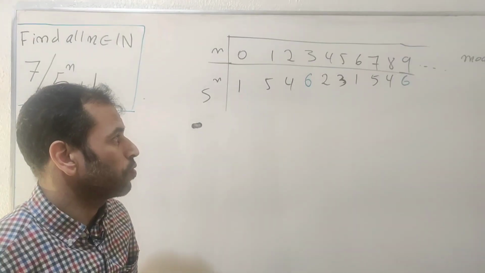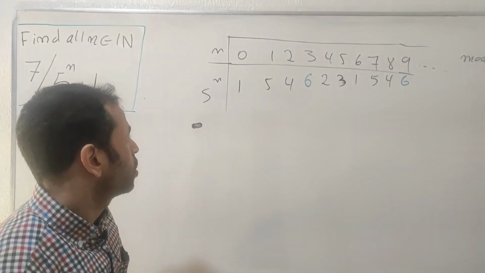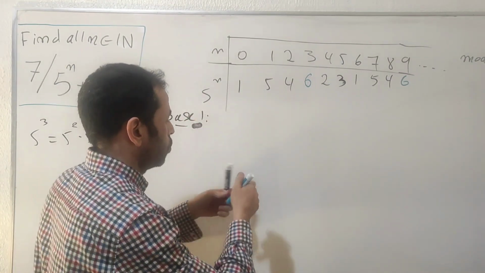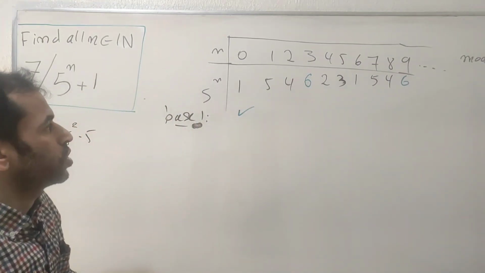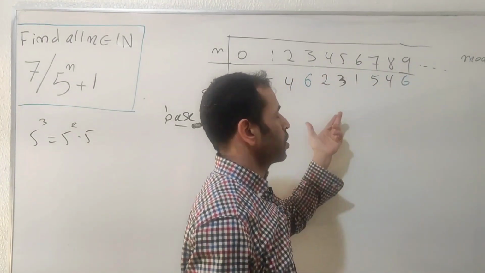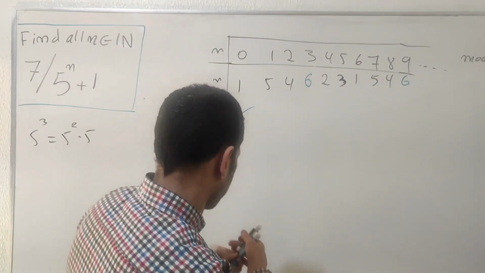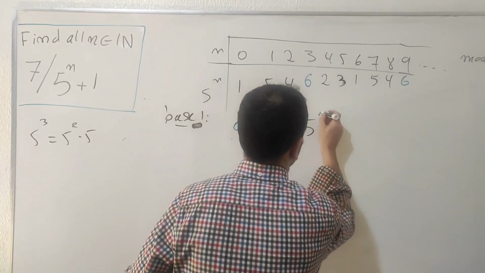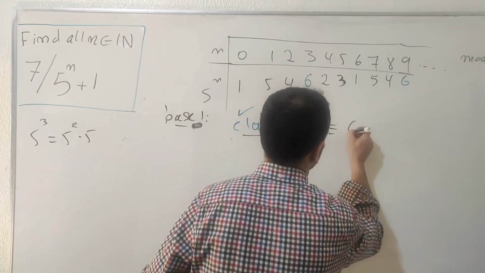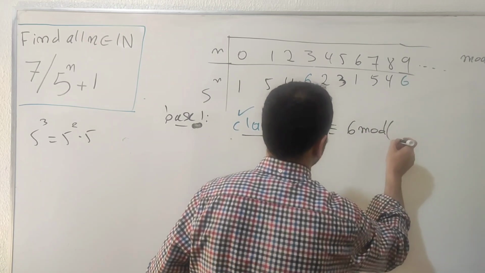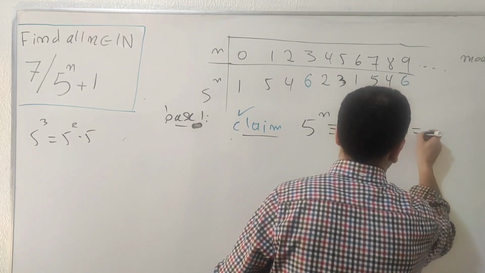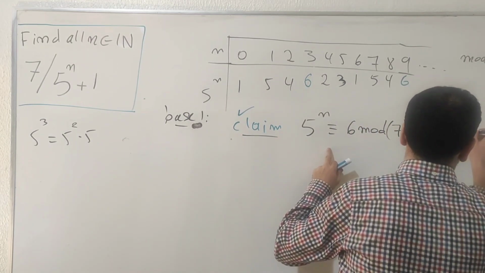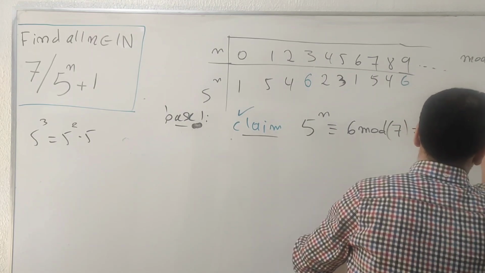We are going to prove this by using induction. So the base case, we already proved by the chart, taking number 3 or 9 as a base case. Let's claim 5 to the n is congruent to 6 mod 7. This implies n is going to be 3 to the k, where k is greater than or equal to 1 as a natural number.